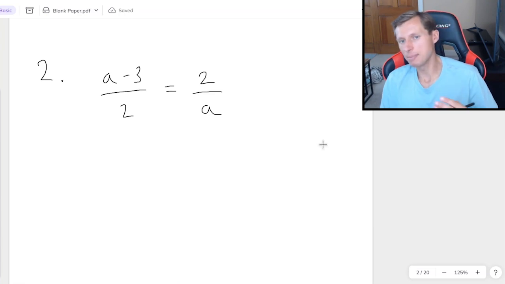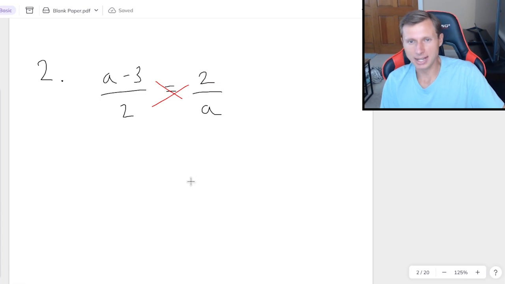Now this one, I'm not going to do the same thing I just did with the least common denominator. Although if you want to know what the least common denominator will be, it would be 2a. And I'd multiply both sides by 2a. But I'm going to do something better. Something that you've almost certainly heard of before, and that is cross multiply. This is when we do cross multiply, when we have two fractions and an equal sign in between them.